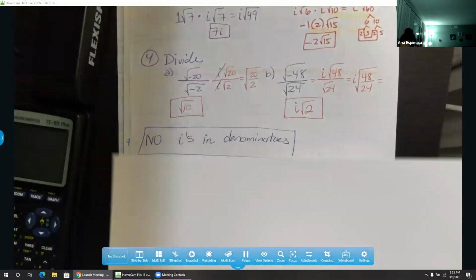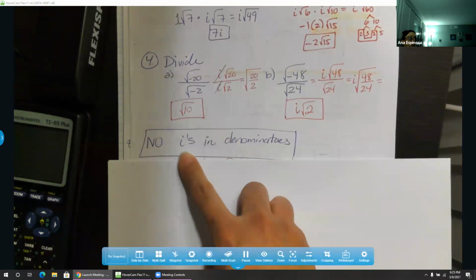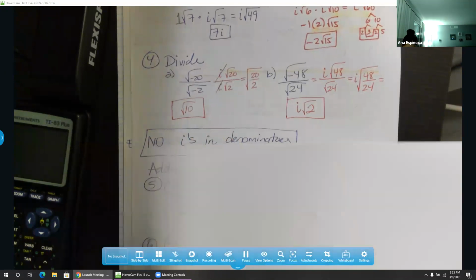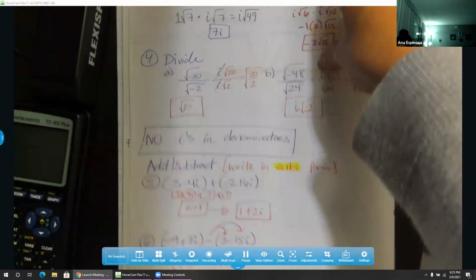Okay, so rule 2 is something that you might also want to incorporate on your note card. No i's in the denom, no imaginaries on the denom, no radicals in the denom. i squared equals -1. All right, just remember that rule. It's going to come up a little bit later.